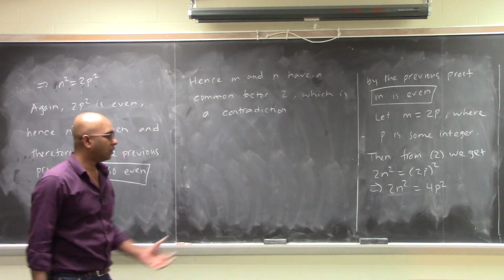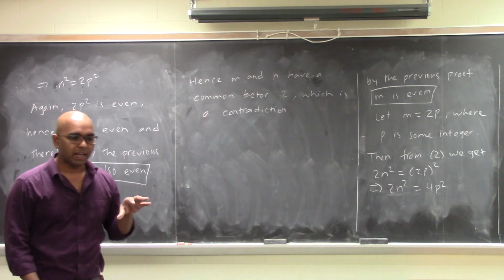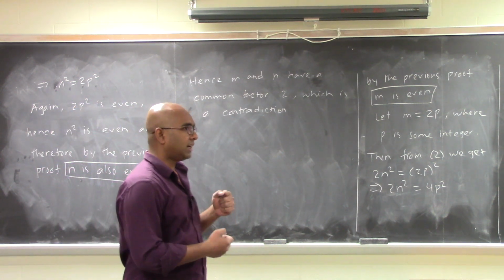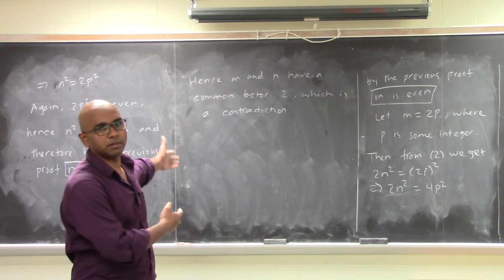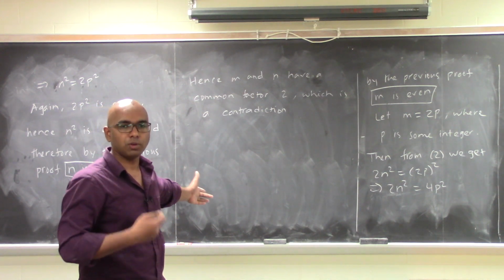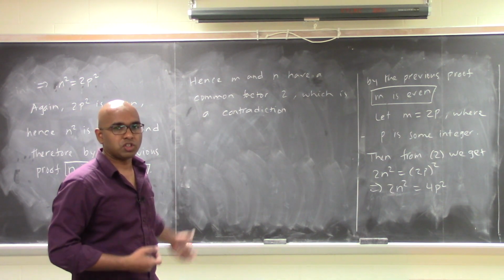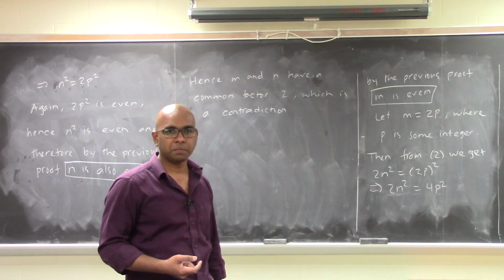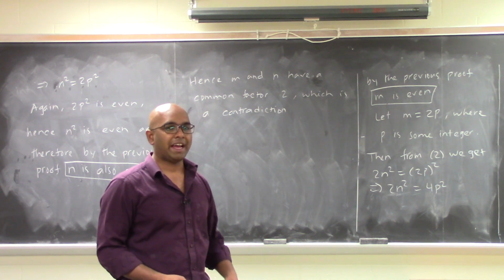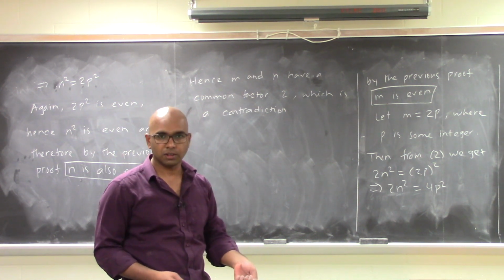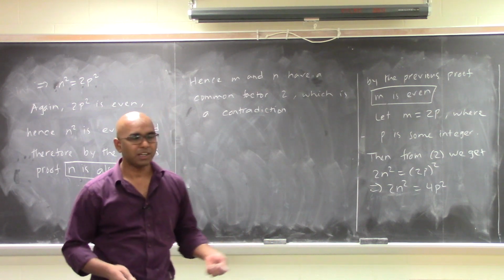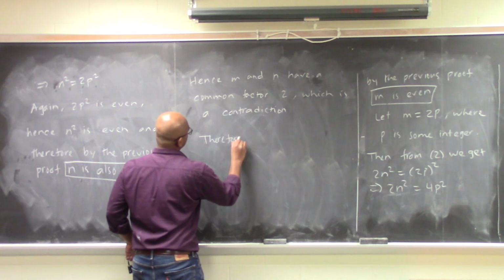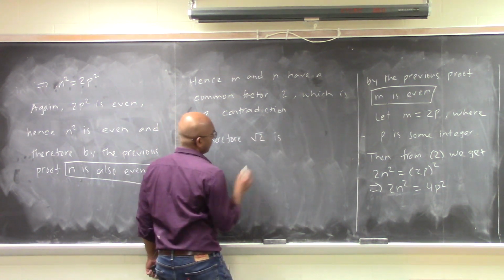Okay, there you go. So what have we done here? We assumed the square root of 2 to be a rational number, and then we showed that that cannot happen. We run into some contradiction. So the square root of 2 has just one choice left. What is it? It cannot be rational, so it has to be an irrational number. There you go, that's the proof. Okay, therefore the square root of 2 is an irrational number.